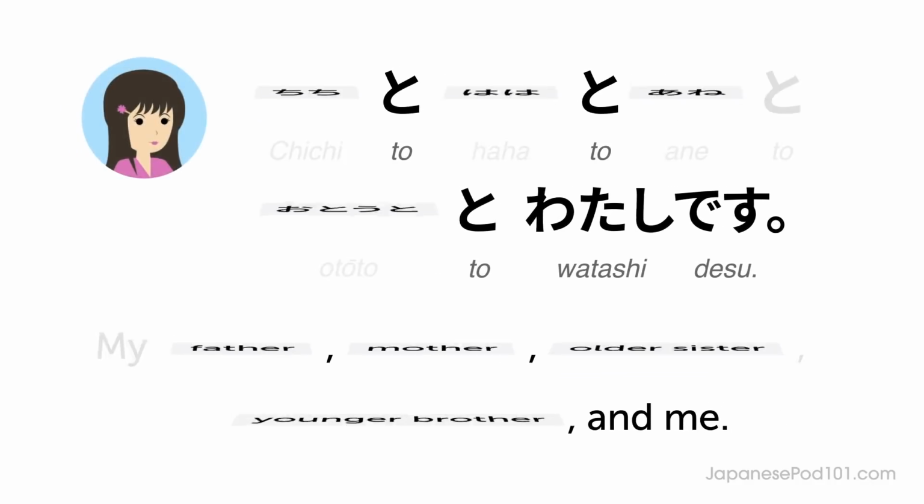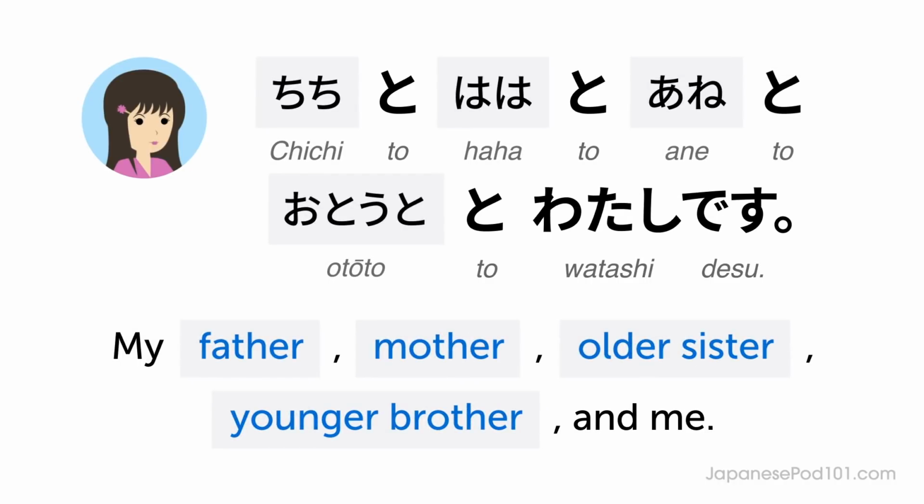Did you notice how Hana names 4 family members in addition to herself? 父と母と姉と弟と私です。 My father, mother, older sister, younger brother, and me. You can add family members plus と to talk about a larger family.